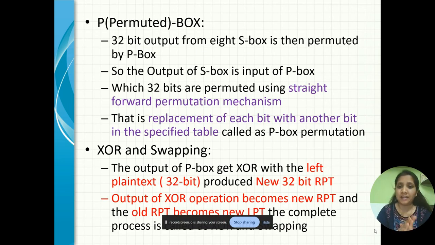The 32-bit output from the 8 S-boxes is then permuted by the P box. So the output of the S-box is the input of the P box, where the 32 bits are permuted using a straightforward permutation mechanism. This is the replacement of each bit with another bit as specified in a table called the P box permutation. Then comes XOR and swapping. The output of the P box gets XORed with the 32-bit left plain text and produces a new 32-bit right plain text. The output of the XOR operation becomes the new right plain text, and the old right plain text becomes the new left plain text. The complete process is called XOR and swapping.